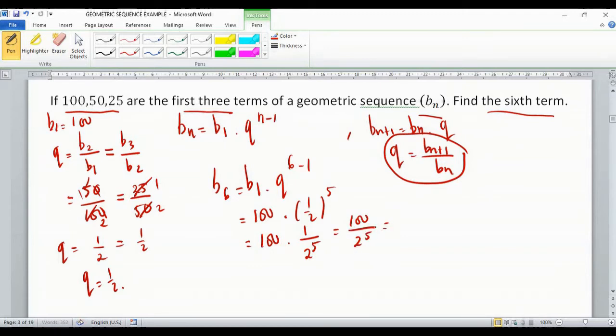So 100 over 2 to the power 5. 2 to the power 5 is, let me count first, 32, right? So 32. We can divide both sides by 4: 25 over 8. So the sixth term of the geometric sequence is 25 over 8.